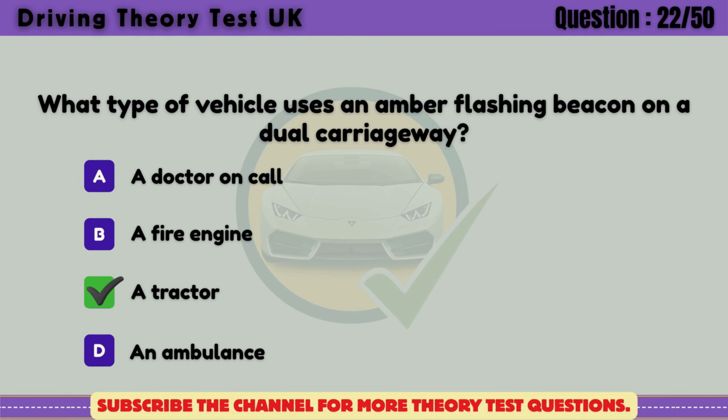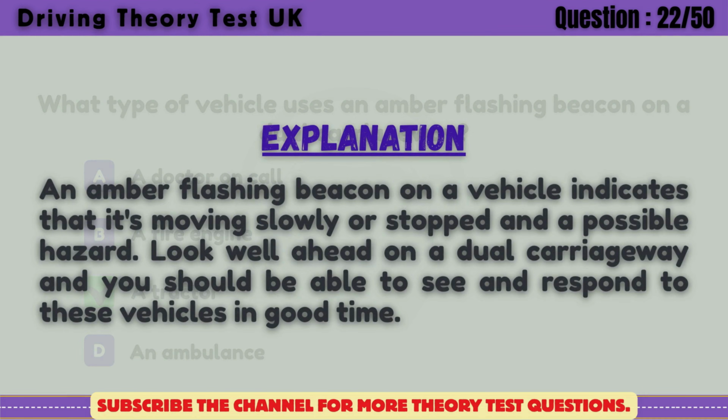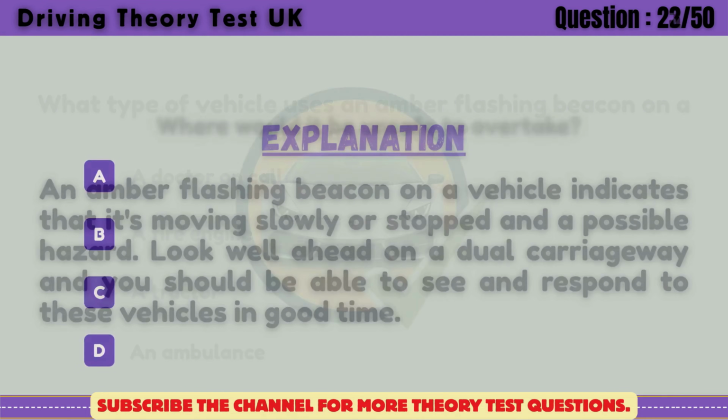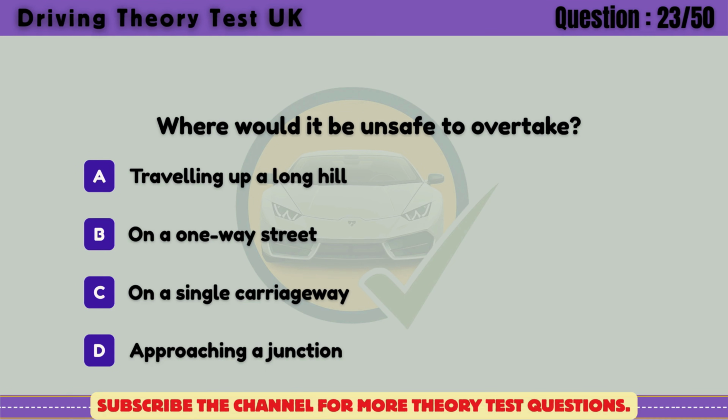Answer is C. A tractor. An amber flashing beacon on a vehicle indicates that it's moving slowly or stopped and a possible hazard. Look well ahead on a dual carriageway and you should be able to see and respond to these vehicles in good time. Question 23. Where would it be unsafe to overtake?